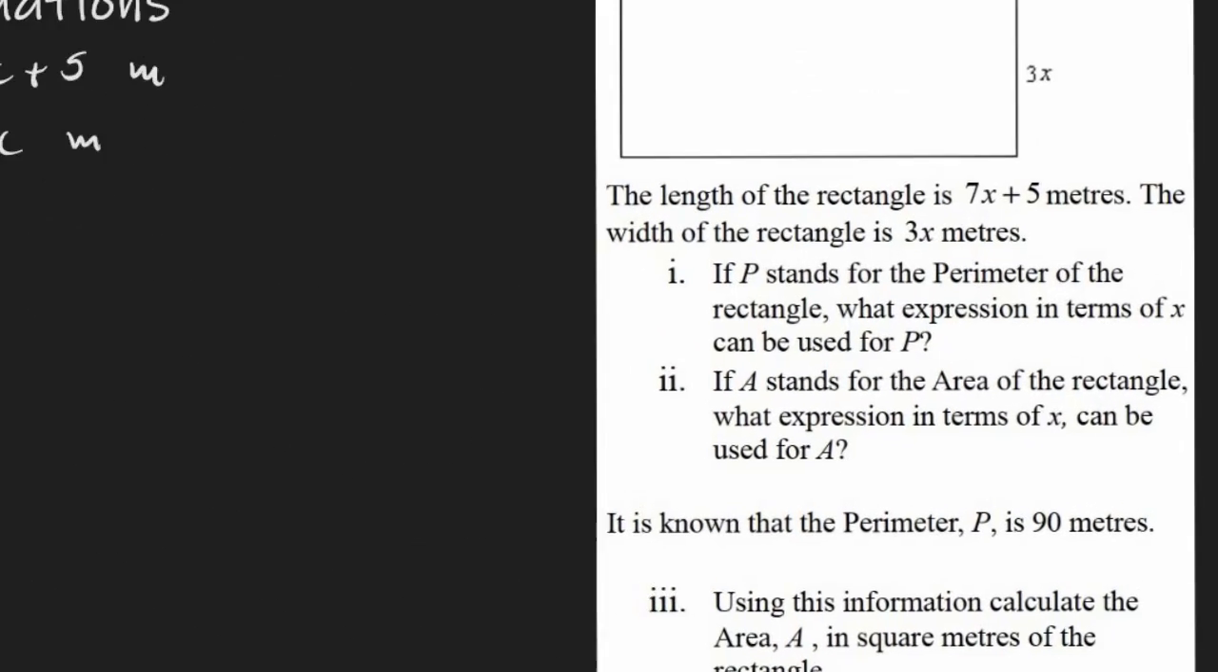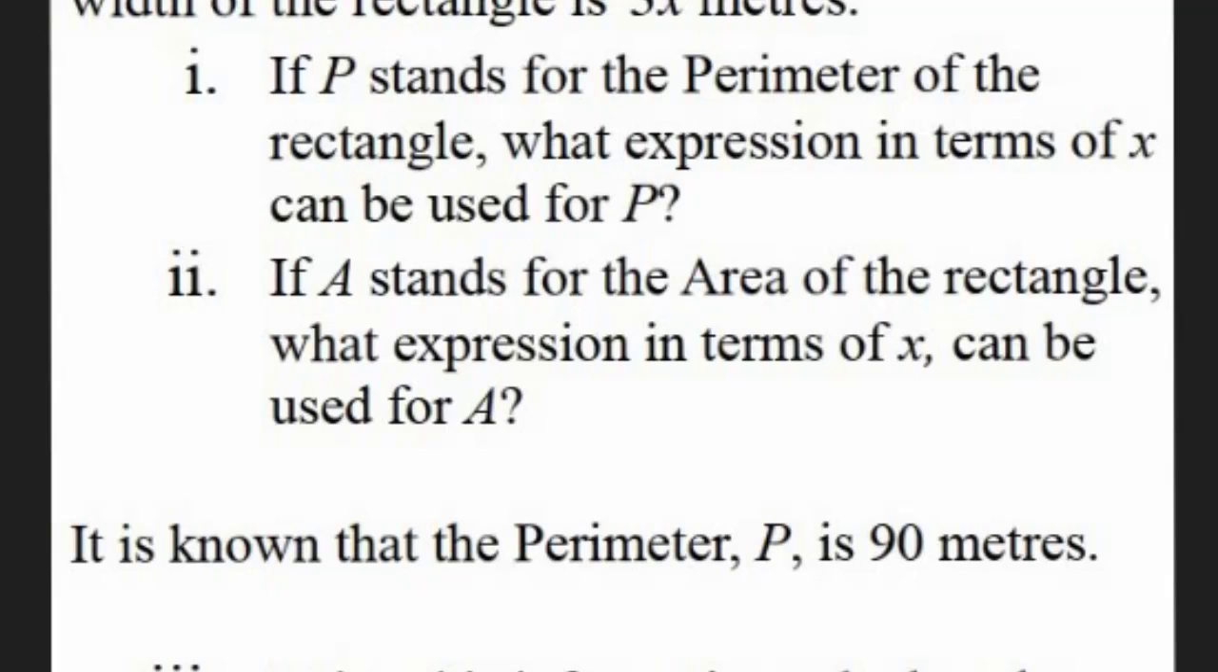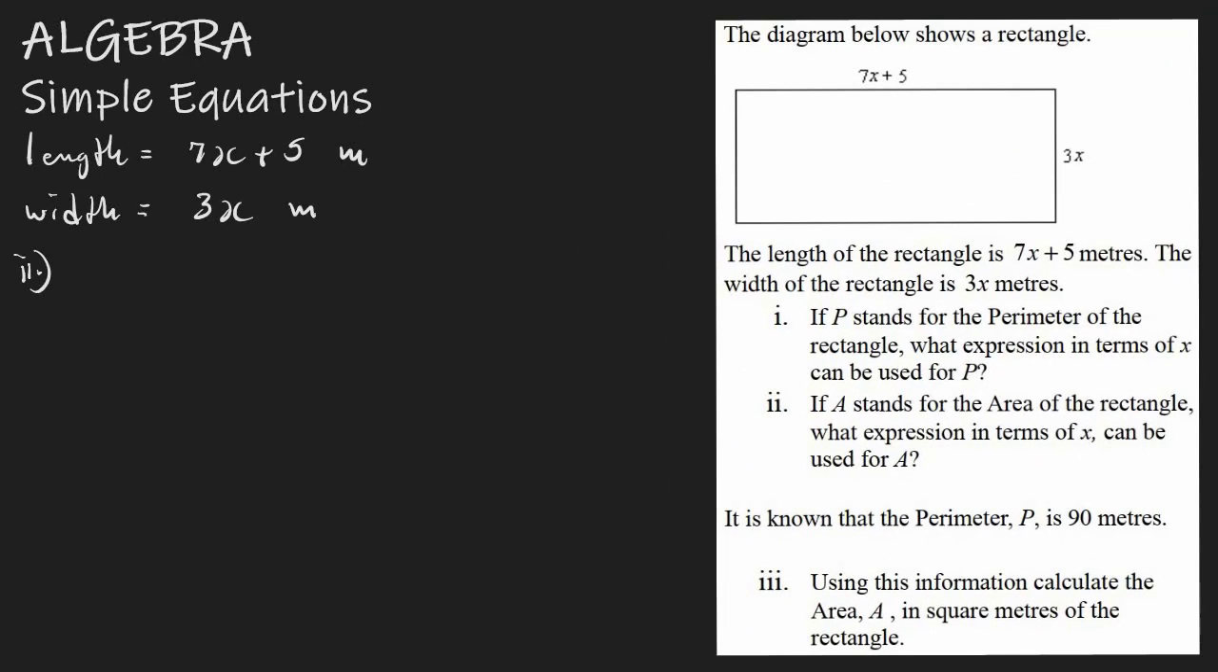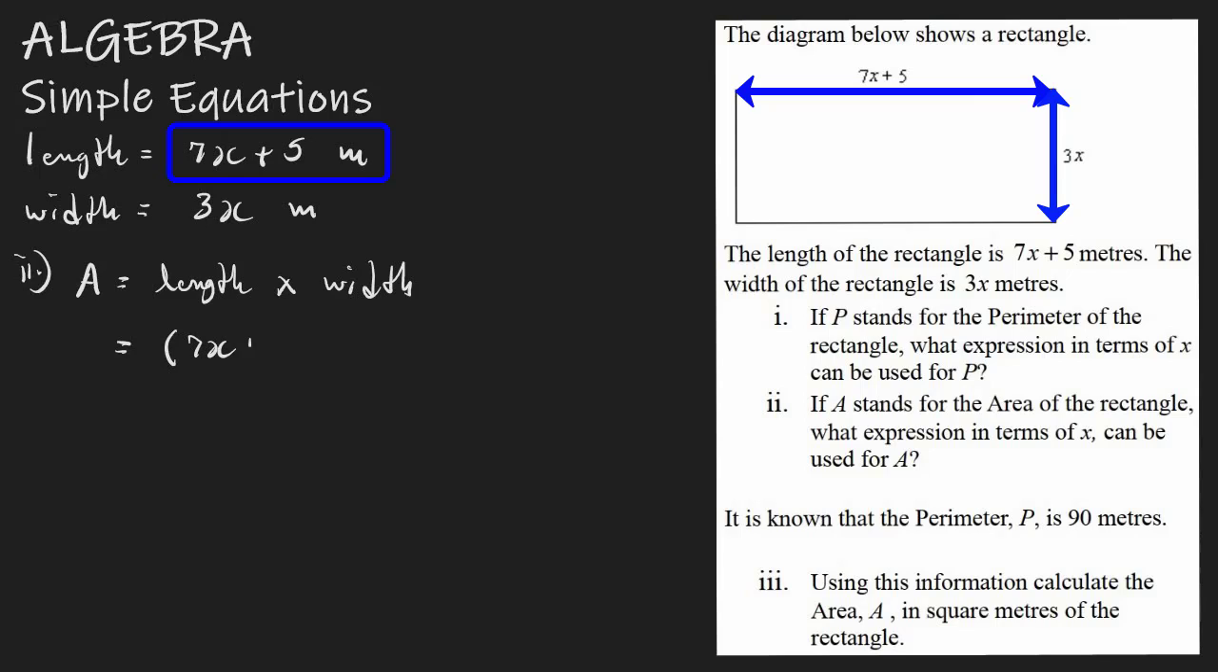Part 2 of the question. If A stands for the area of the rectangle, what expression in terms of x can be used for A? Well, A is equal to the area of the rectangle. The area of a rectangle is equal to length times width. So we have here (7x plus 5) meters times 3x meters.